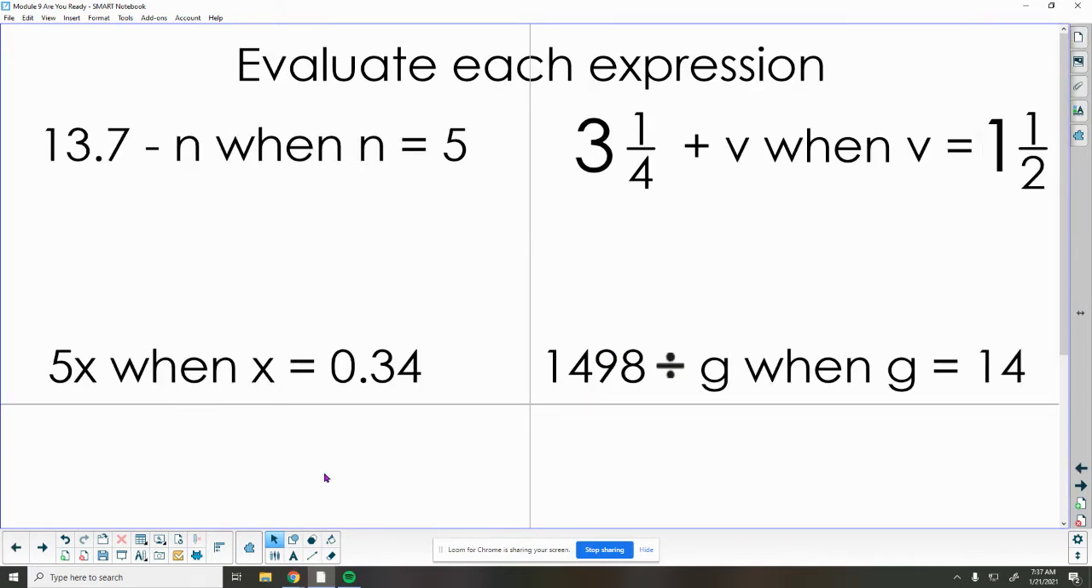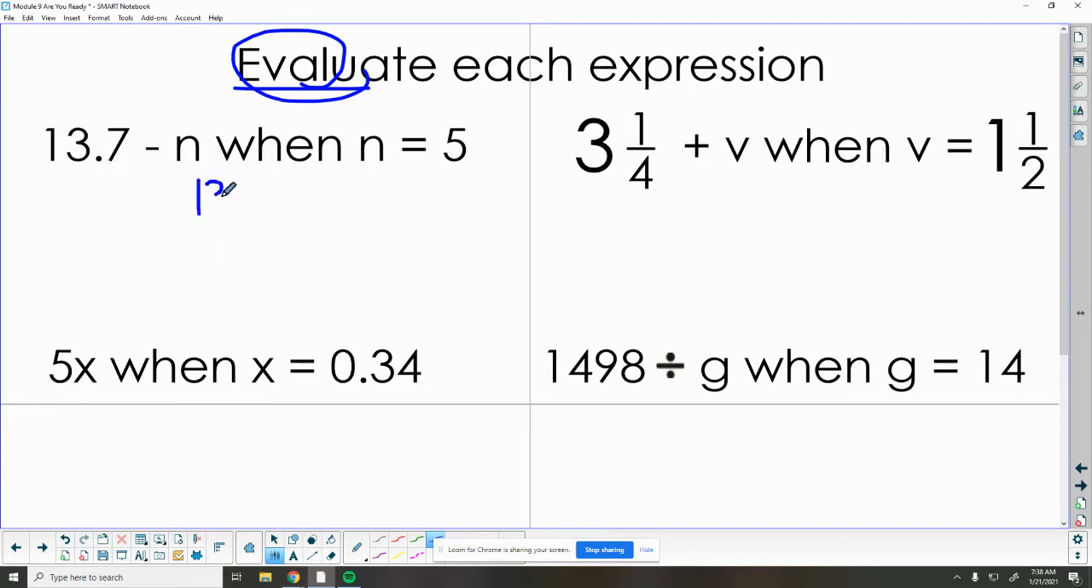So let's start and try evaluating these expressions. Remember, when we are evaluating, we're trying to find that value. So we have 13.7 minus n when n equals 5. I want you to go ahead and set that problem up how you think it would look.